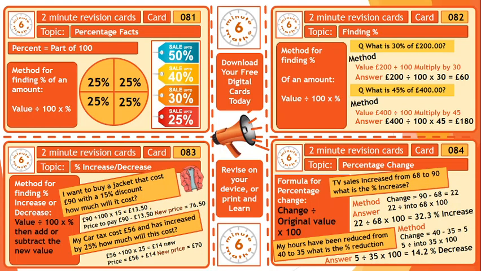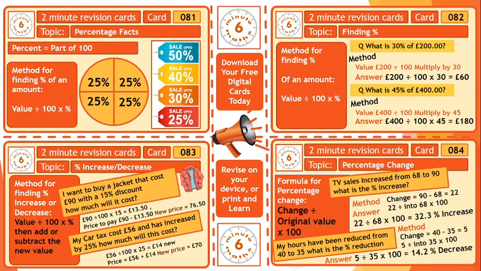Here's another example. My car tax costs £56 and it is increased by 25%. How much will this now cost? So we'll use the formula, the value divided by 100 times by the percent we need to find. In this example, 56 divided by 100 and times by 25 gives us a value of £14, which means my car tax is going up by £14. £14 is 25% of the value. So 56 plus 14 gives me a new price of £70. So my car tax will now increase by 25% and cost me £70 in the future.